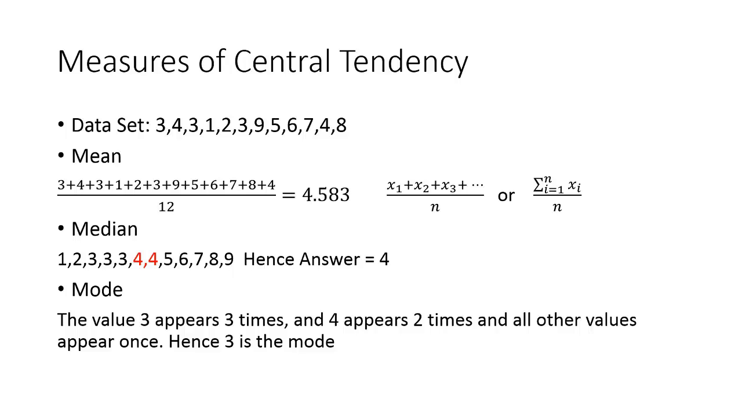The mode, which is the third measure of central tendency, and there might be a few others, but these are the 3 most common ones that you will encounter. The mode essentially says what is the most common value. So if you look at this data set, the number 3 appears 3 times. The number 4 appears twice, and then all the other numbers just appear once. And so out here it's fairly clear that the number 3 is the most common one, and hence 3 is the answer. If the question is what is the mode, it's the most common number.